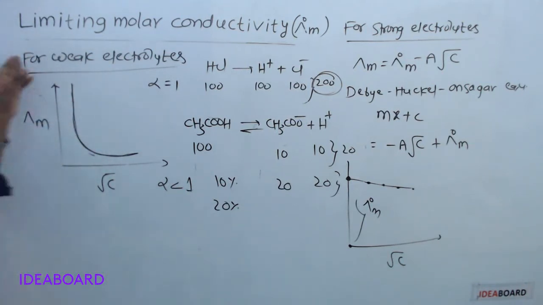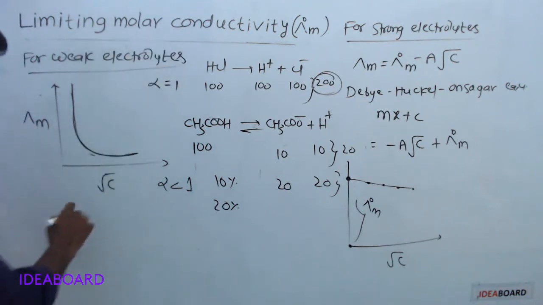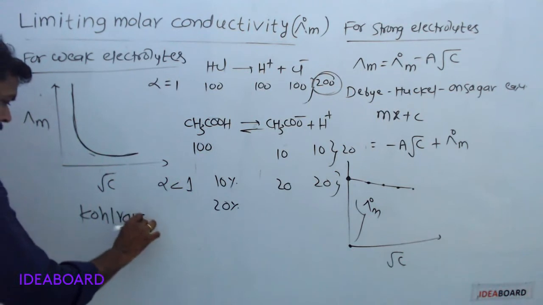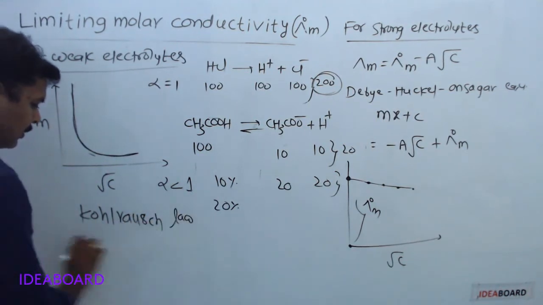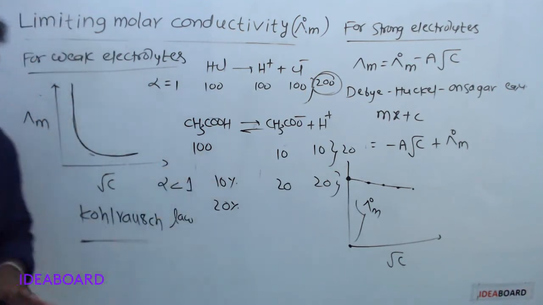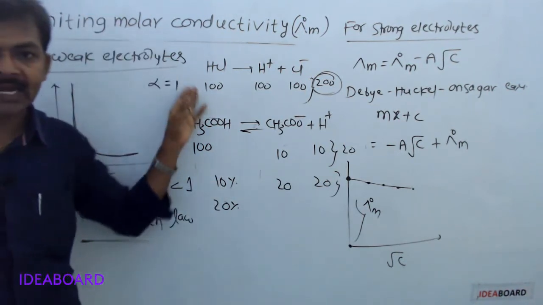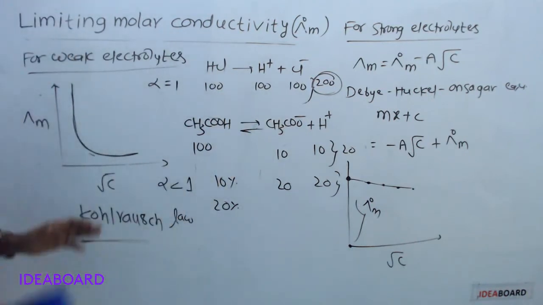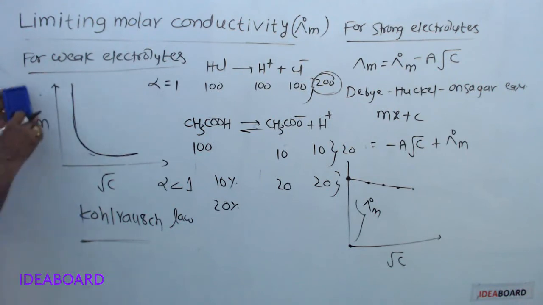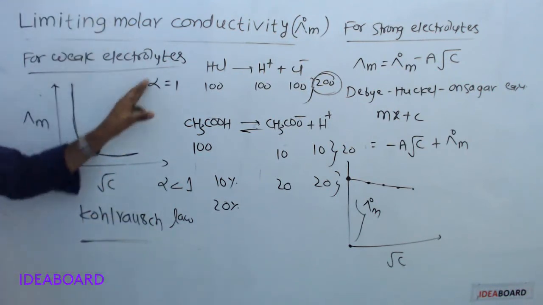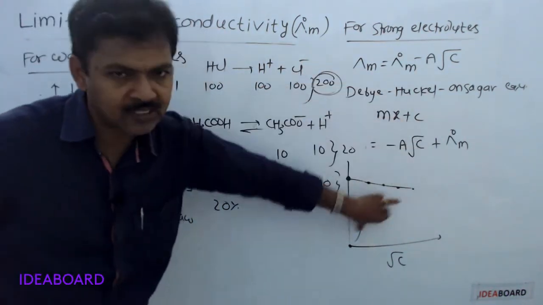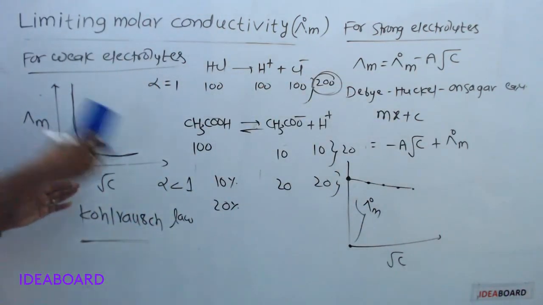To determine limiting molar conductivity of weak electrolytes, this Kohlrausch law can be used. By using Kohlrausch law, limiting molar conductivity of weak electrolytes can be determined at infinite dilution, at zero concentration. But for strong electrolytes, we can determine it by using this graph. So this Kohlrausch law, I'll explain in the next lecture.